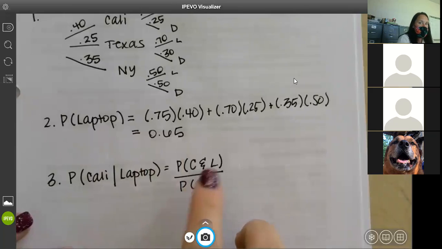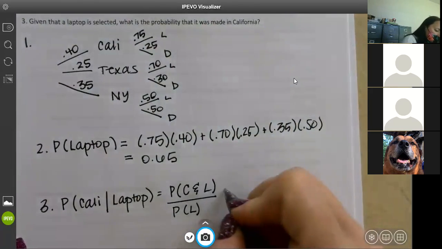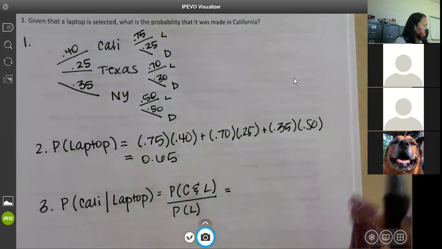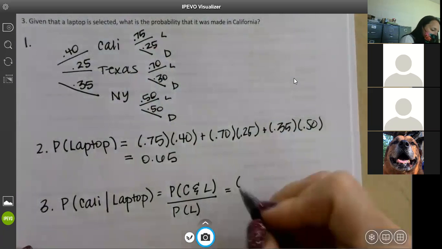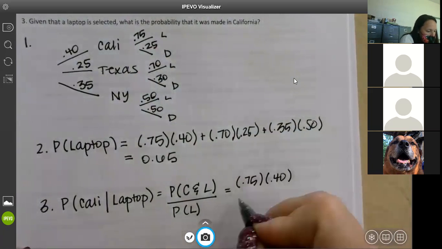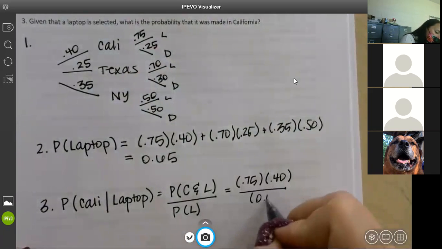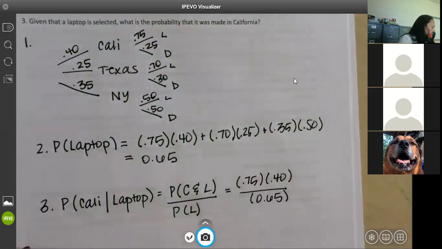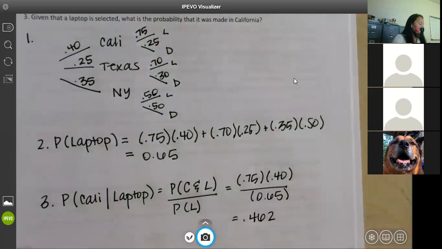So we got to find California and laptop. So we got to go back to our tree diagram and just look at California. California and laptop is what? How do I get it? And then we did, the probability of a laptop was what? And I'll go ahead and tell you that that is 0.462. That's it. If you guys know how to do that, you're gonna be in good shape.